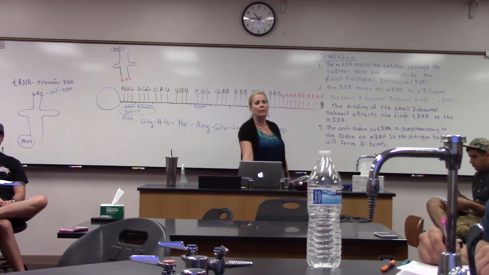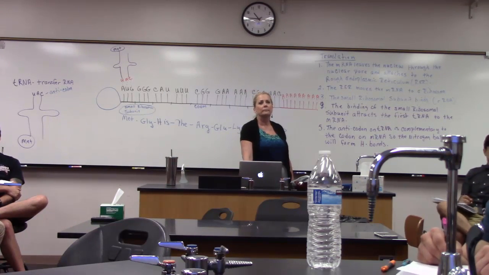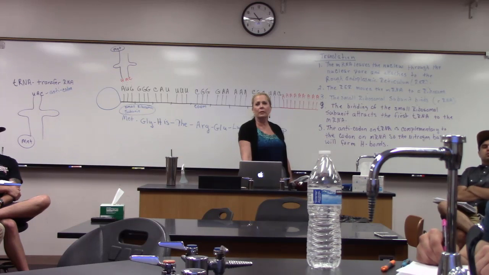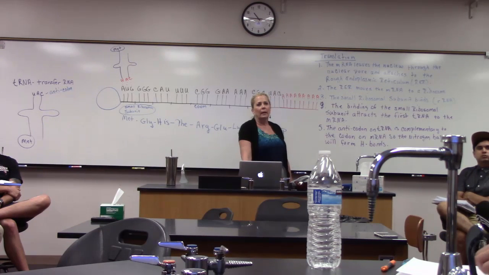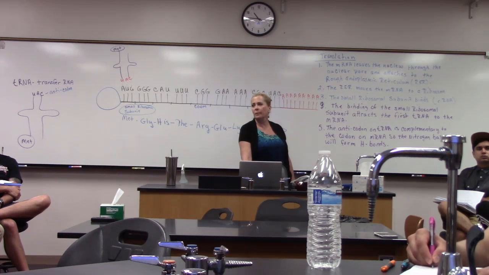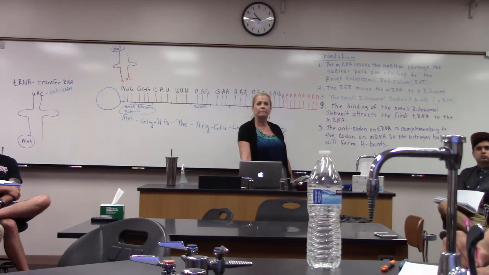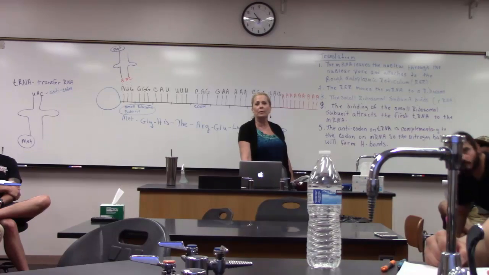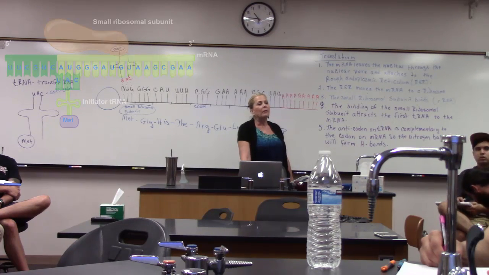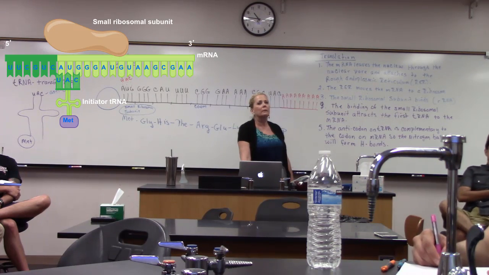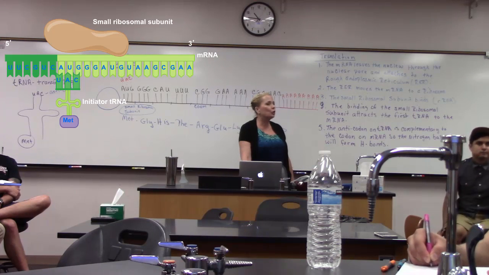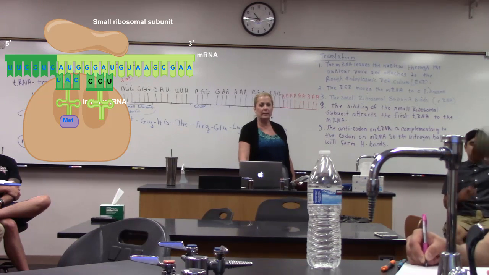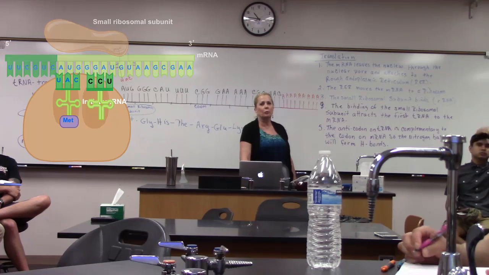Okay, so notice on the overhead, here's our messenger RNA strand. And the first thing that happens is our small ribosomal subunit comes in and bonds. That then attracts our first transfer RNA. Codon and anticodon are complementary, so they bond. This then will attract our large ribosomal subunit, and that's what we see here. This is the large ribosomal subunit.